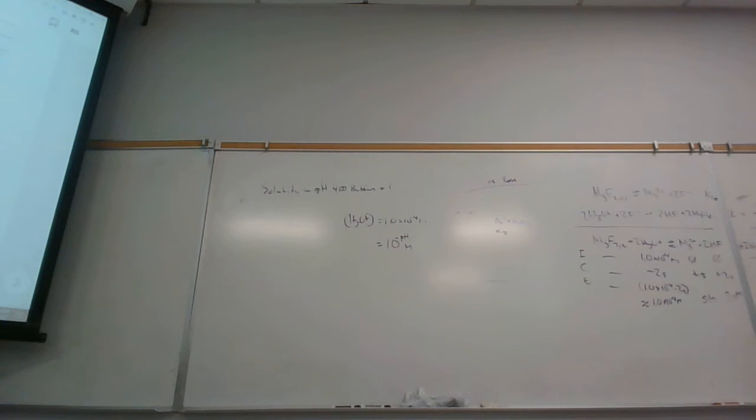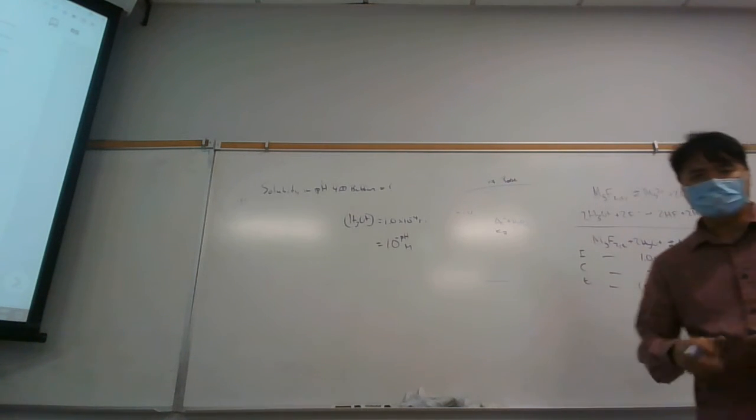So the KSPA for this is going to equal the magnesium 2+ concentration times the HF concentration squared, divided by the H3O+ concentration squared. And so this is going to equal S times 2S squared, divided by 1.0 times 10 to the negative 4 squared. Okay, let's solve for S here.